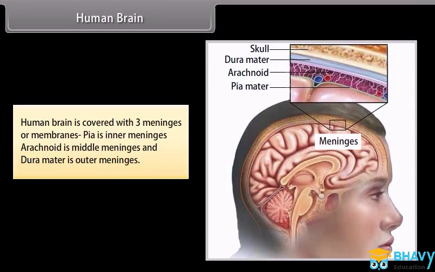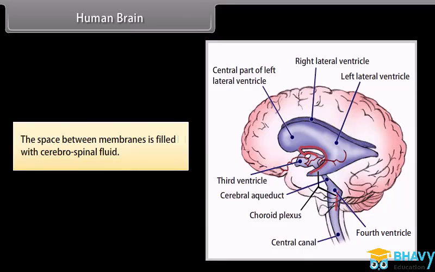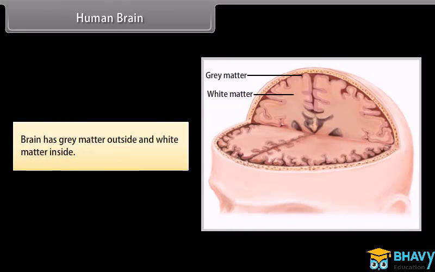Human brain is covered with three meninges or membranes. Pia is the inner meninges, arachnoid is the middle meninges, and dura mater is the outer meninges. The space between membranes is filled with cerebrospinal fluid. Brain has grey matter outside and white matter inside.